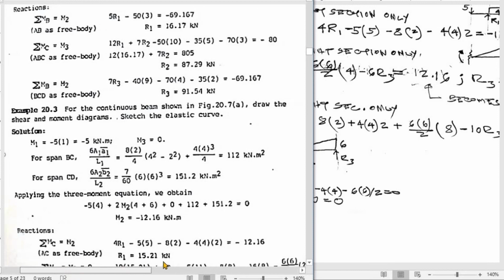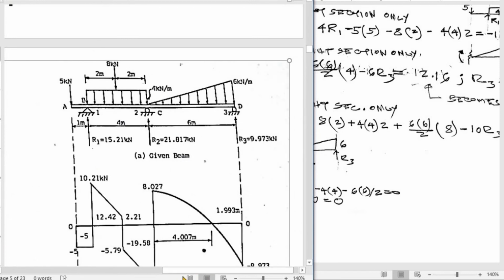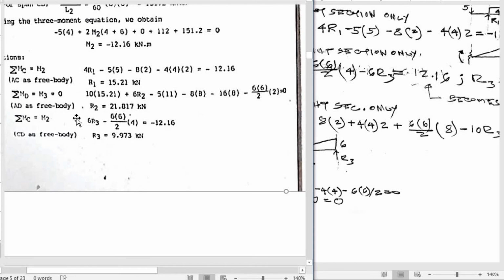sa figure pa lang, meron na kagad yung reactions, ano? Dito. Pero, hindi niya pinakita dito. Sometimes yung other problems hindi niya pinapakita kung paano nakuha yung reactions, ano? So, yun ang purpose nung solving it manually using hand calculation.